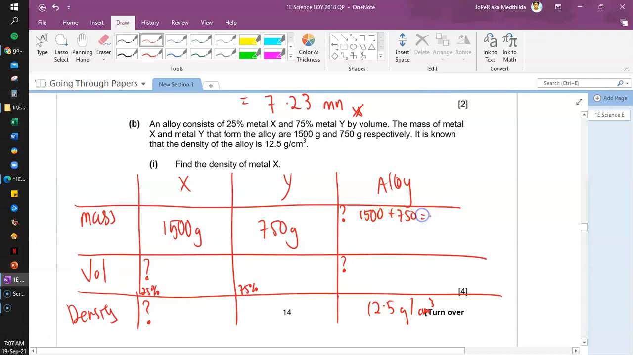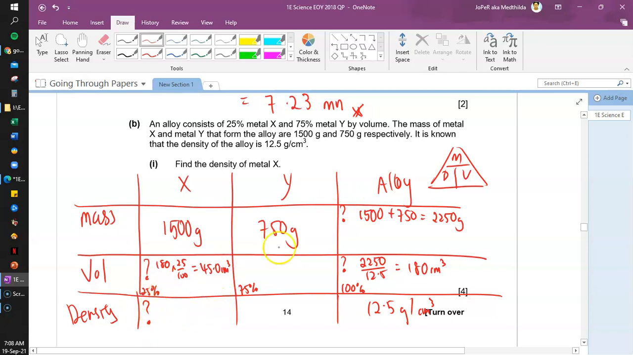So 1,500 plus 750, what you're going to get is 2250 grams. Now, because you got the mass of the alloy, you can find the volume of the alloy. Once again, you use your triangle. To find the volume is mass divided by density. So 2250 divided by 12.5, you're going to get 180 cm cube. Because the volume of the alloy is 100%, 25% is actually X. So I'm going to take 180 multiplied by 25 over 100, and you're going to get 45.0 cm cube.